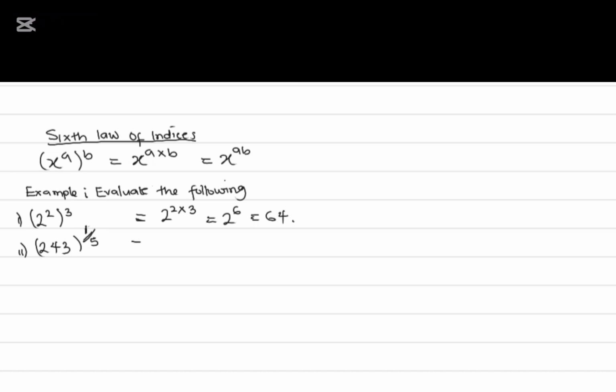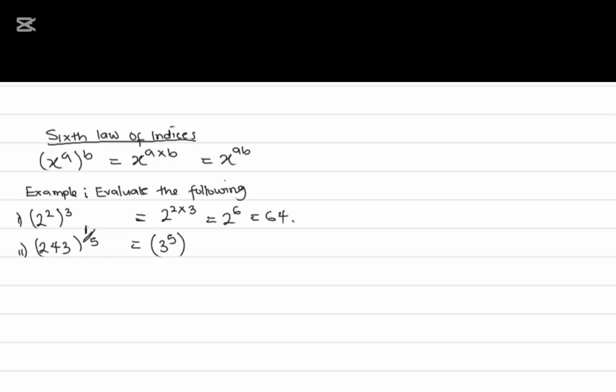So let's look at this now. 243 raised to power 1 over 5. The moment I saw 243, I know that this is a multiple of a certain number. And actually, 243 is 3 raised to power 5. So you see why I said those multiples must stick to the head. So rather than writing 243, I write 3 raised to power 5.